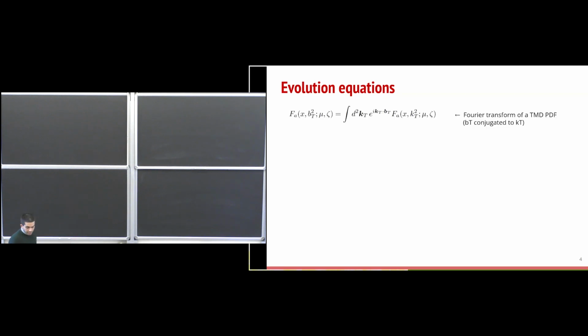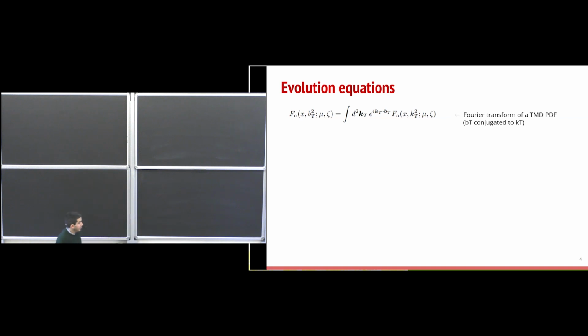In order to start, we have to fix some concepts, okay? The function you have here is the Fourier transform of a TMD distribution function. The evolution equations are defined in this Fourier conjugated space. So b_T is a variable which is conjugated to the partonic transverse momentum.